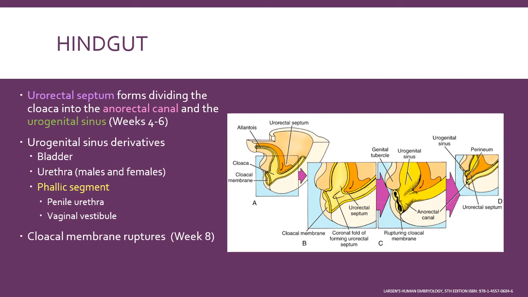And then also the phallic segment is derived from the urogenital sinus. In males, that's going to become the penile urethra, so the portion of the urethra that's within the penis. In females, it becomes the vaginal vestibule. Now, interestingly, your book points out that while the commonly accepted wisdom is that the bladder is derived from the urogenital sinus, it may actually be derived from a portion of the allantois. More to be discovered there, but an interesting idea. And finally, about week 8, the cloacal membrane will rupture, which creates the anal opening, and now the tube, by this point, should actually be open at both ends.